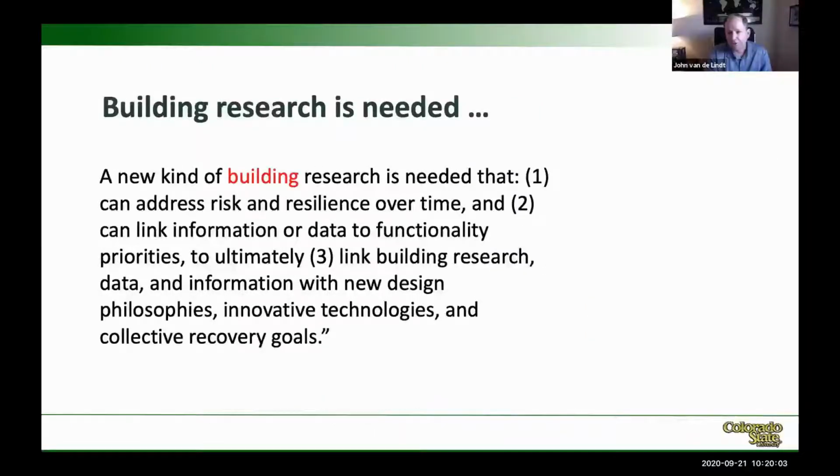So I morphed that a little bit for buildings, and the first two are effectively the same, perhaps replacing resilience with functionality priorities, but it's really to ultimately link building research, data, and information with new design philosophies, innovative technologies, and then collective recovery goals. And I'll talk more about this collectivism within building research for communities.